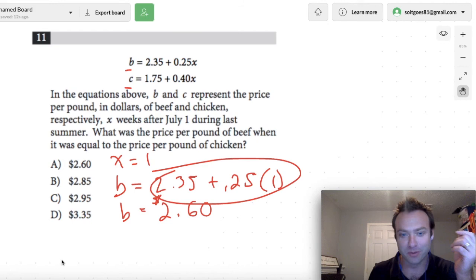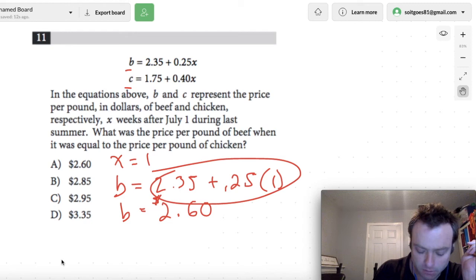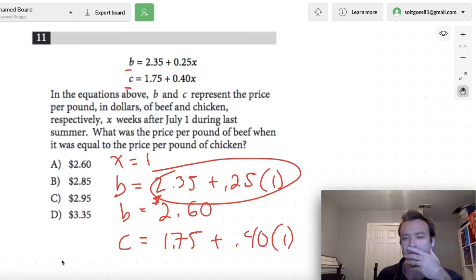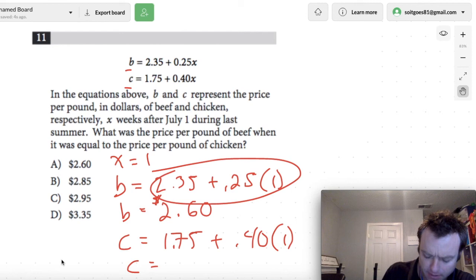All right, so when x is 1, the beef price is 260. What's the chicken price? Well, just plug it into the equation here. So it's 175 plus 0.40 times 1. What does that give us? 210. Or no, wait, you're close. 215. Yes. Not 260, by the way.